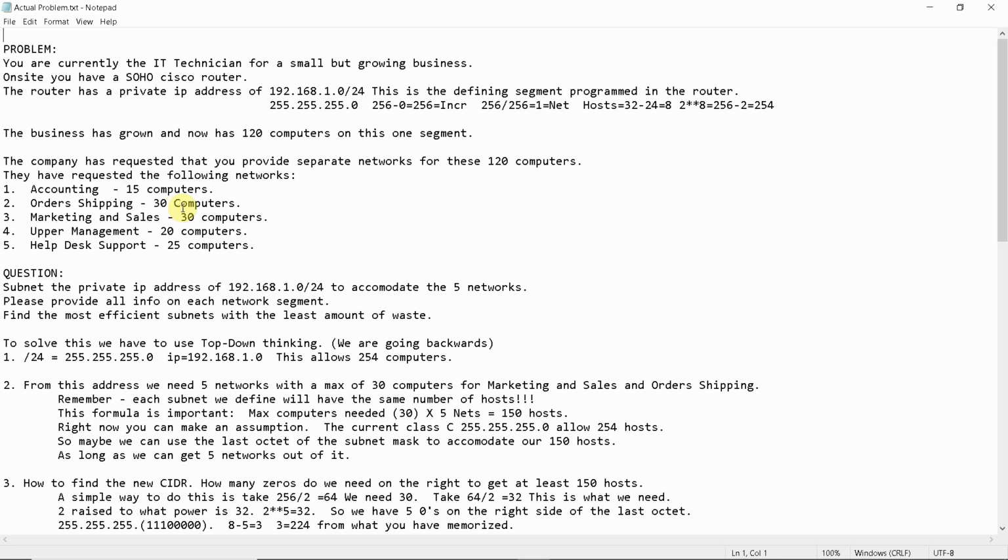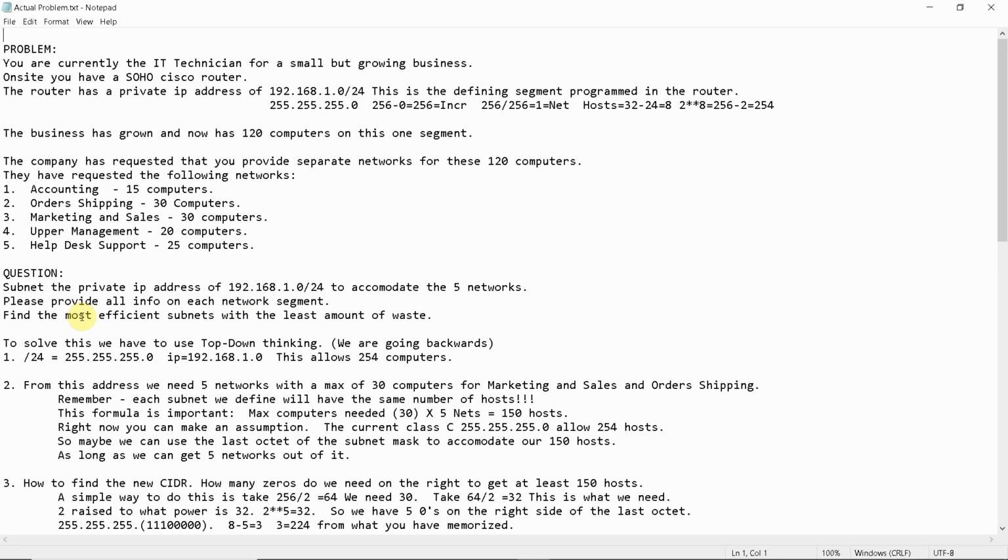In other words, what if orders shipping said we need 100 computers? Of course, these would be different, but at that point, you would have to have 5 networks with 100 computers. That'd be 500 computers. We're not dealing with that here. I'm just letting you know that when you're working on a problem like this, they're all the same. Every segment, every increment for each of these that we split up will have the same amount of computers. So when you're looking at all your different departments in your business, you have to take the maximum amount of computers, and that's what you're going to use.